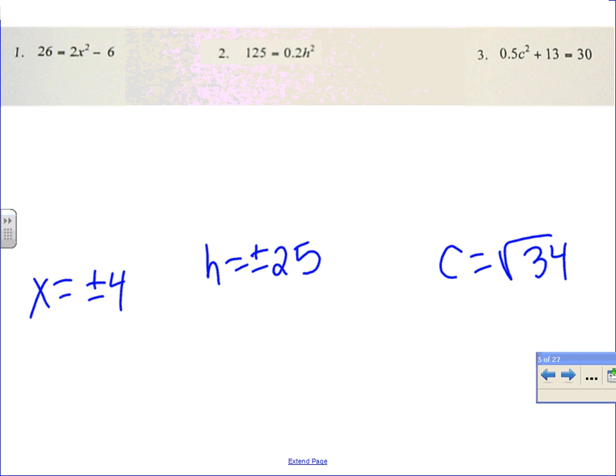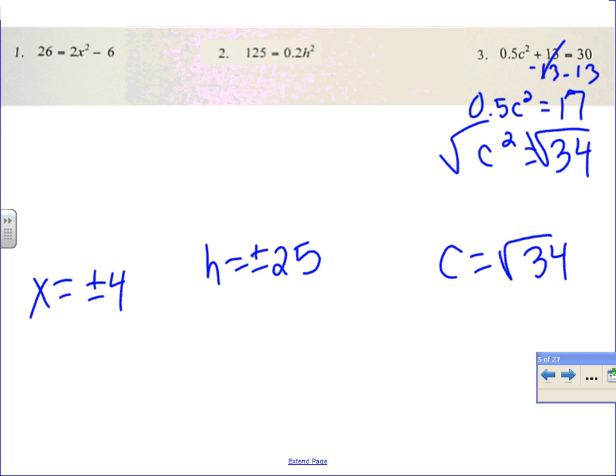Skylar? Number 3? Okay. Number 3, first thing you need to do is subtract 13 on both sides. So you get 0.5 c squared equals 17. And then divide both sides by 0.5, or you can change that to a fraction and multiply both sides by 2. So c squared equals, nice equal sign, 34. Oh, you changed it to a decimal? Yeah, don't do that. Leave it as is, because there's not a perfect square that goes into 34, so you need to leave it like that.